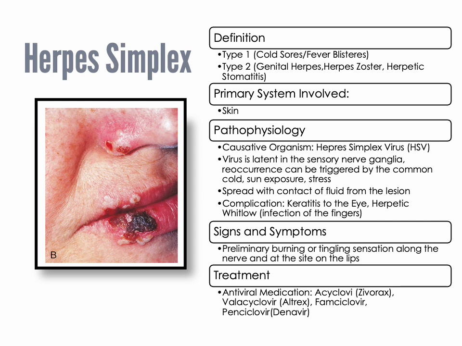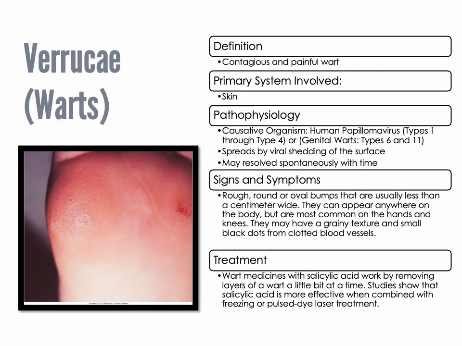As far as your signs and symptoms, you have sensation of tingling or burning along the nerve and at the site on the lips, particularly with cold sores, or even if it's genital herpes, it would be the same sensation. It's very pruritic in nature when it comes to type 2. It doesn't feel good. As far as treatment, you'll have to use antiviral medications such as acyclovir or valacyclovir, denavir. All of those would be antiviral type medications.